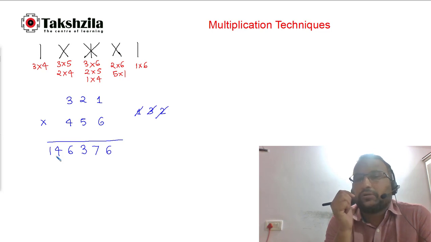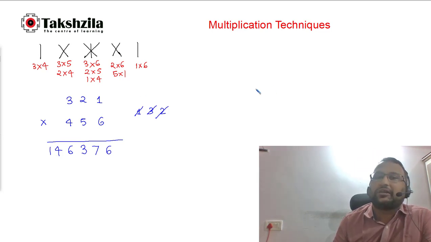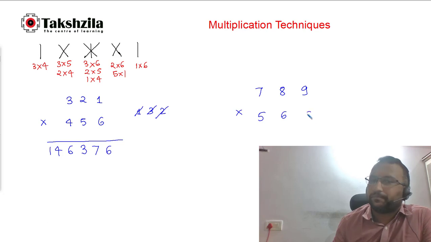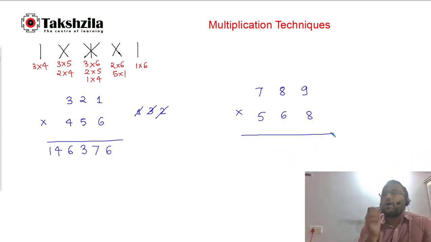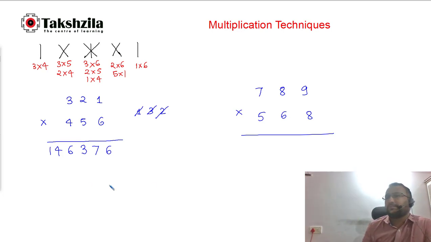So now let's take some bigger number. For example, let's take 789 multiplied with 568. So how can we do this multiplication quickly? We'll follow the same process. 9 into 8, 72. After that, 8 into 8, 64 and 54.